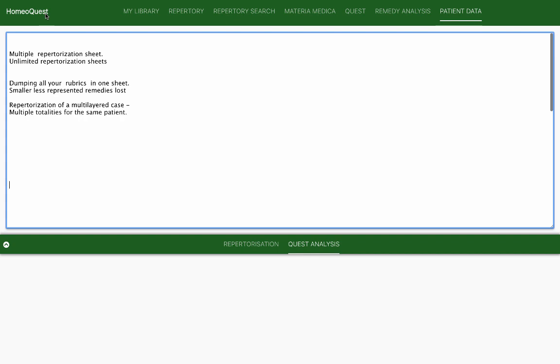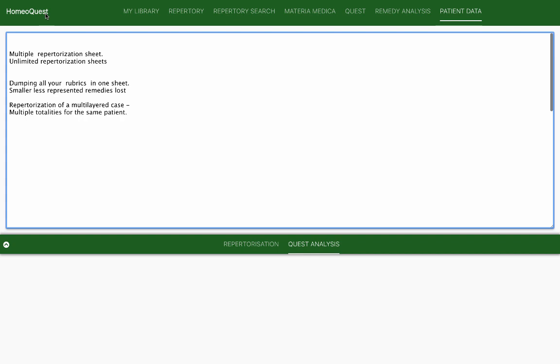Now, the reason is because if you dump everything in one sheet, you will end up with only big, well known polycrests, and all your lesser, well indicated remedies will get lost. And it's confusing data because many times a patient comes with so many different layers and so many different states, and it creates a big confusing mess if you try and put all of those symptoms in one sheet. Okay, so to prevent this, it is very important to collect groups of related symptoms in different sheets and look at the various combinations that arise.